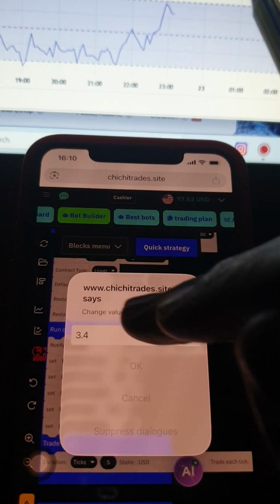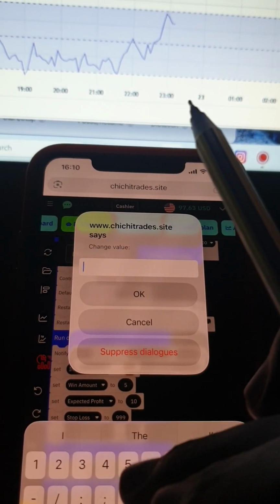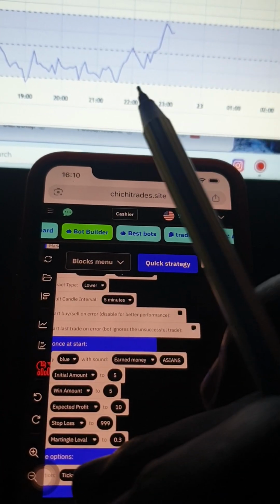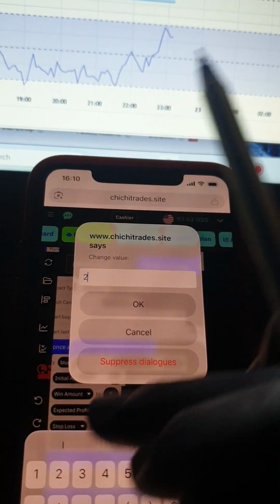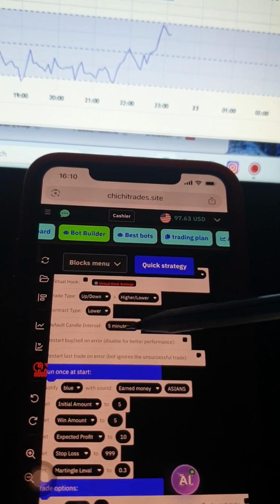Then the stake: always make sure you stake depending on your account. I'll be staking $5, then I'll expect 10. Make sure you reduce the number of ticks to 2 ticks. Make sure you're using only 2 ticks. Then the time frame, make sure you leave it at 5 minutes.